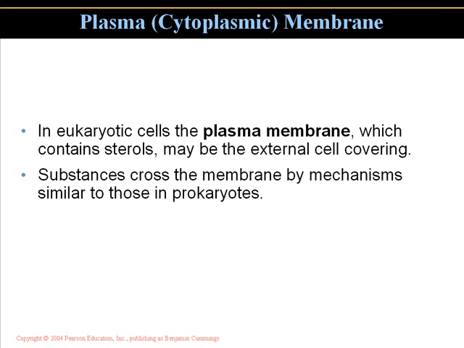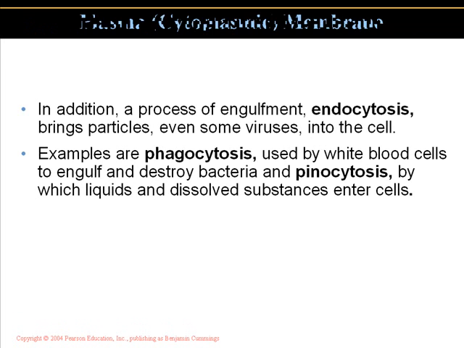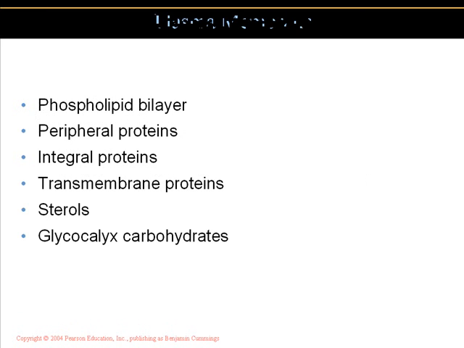Substances cross the membrane by mechanisms similar to those of prokaryotes. In addition, a process of engulfment, endocytosis, brings particles, even some viruses, into the cell. Examples are phagocytosis, used by white blood cells to engulf and destroy bacteria, and pinocytosis, by which liquids and dissolved substances enter the cell. Again, we've described all of these processes in AMP1.